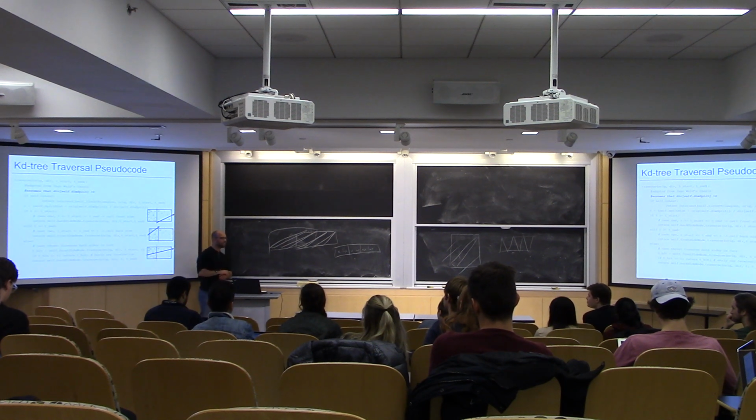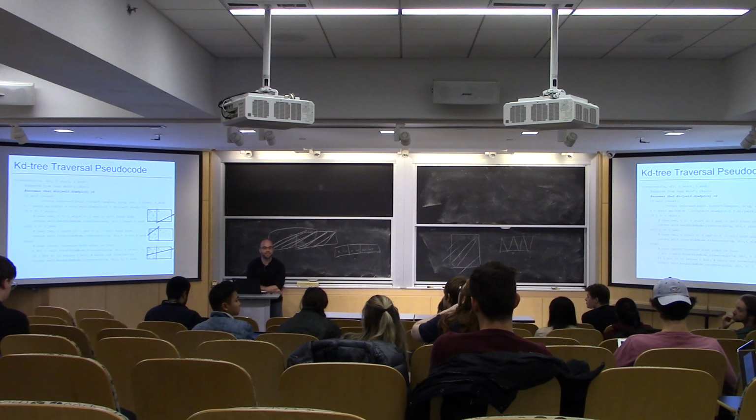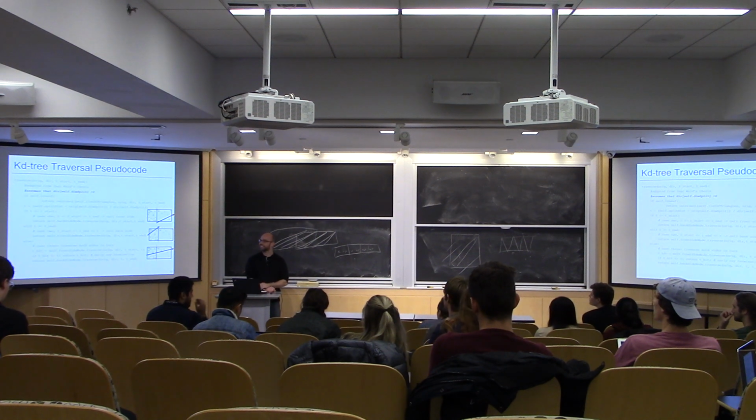Does this algorithm make sense? Yes? What is the... Oh, leaf. Yeah, so a leaf node is just one that holds a bunch of triangles instead of splitting again. Any other questions?